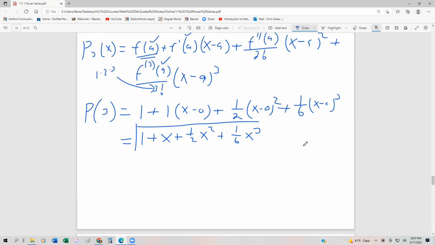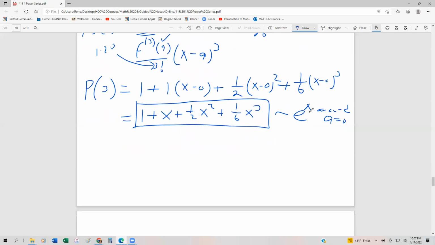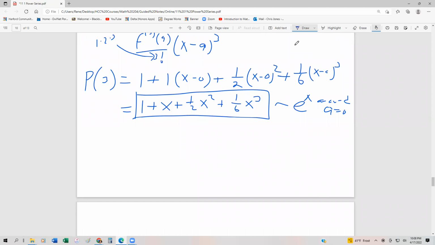All right, so that's going to be our function to approximate the value of e to the x around x equals 0, or a equals 0. Okay, so if we're in the neighborhood of a equals 0, we should get a pretty good approximation. Now we're going to approximate the given quantity, and we're just going to substitute 0.1 back in for x. Okay, so this is P.